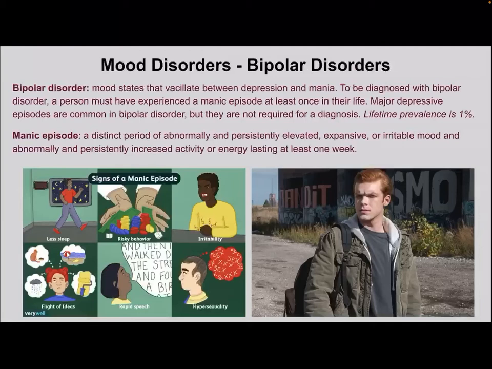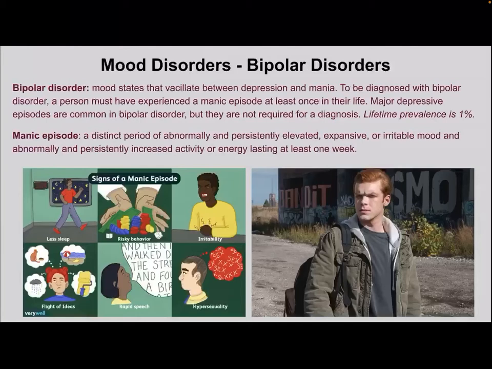Bipolar, as I mentioned, needs to have manic stages, manic episodes, and often has depressive episodes as well. During a manic episode, a person often spends a lot of money, doesn't sleep very much, buys things they can't afford, gambles, or has sex with people they don't know, or with lots of partners, speaks quickly, and is very irritable.